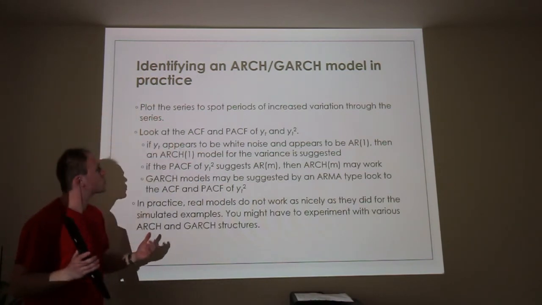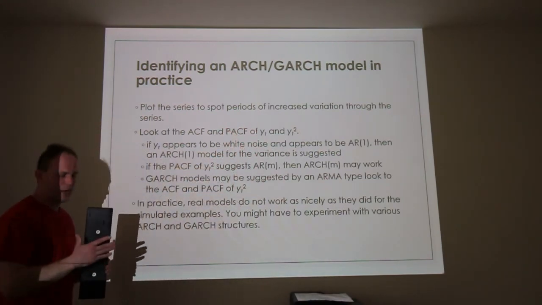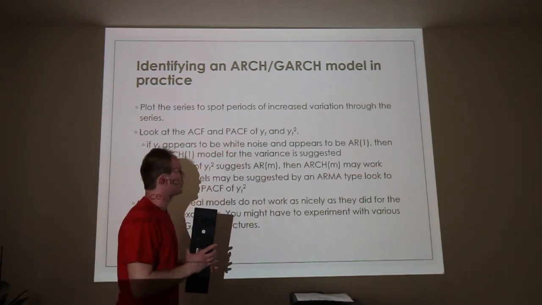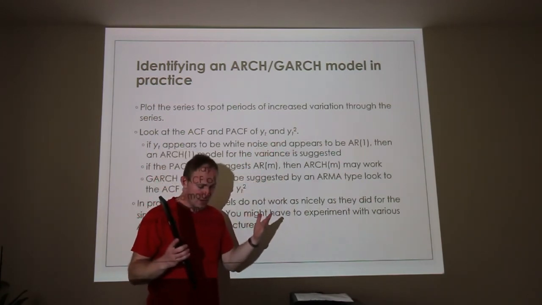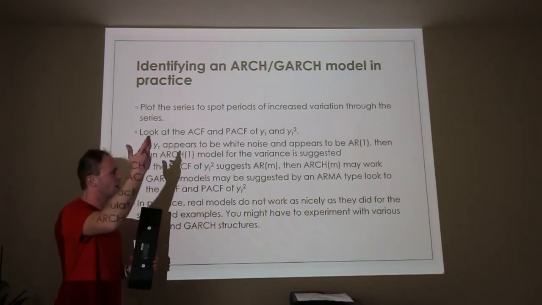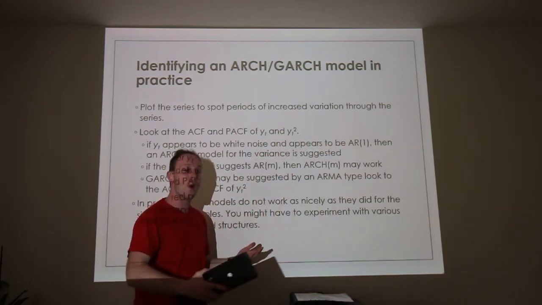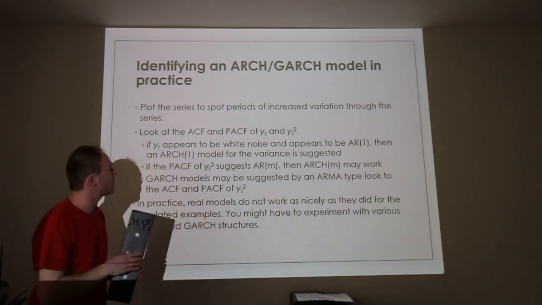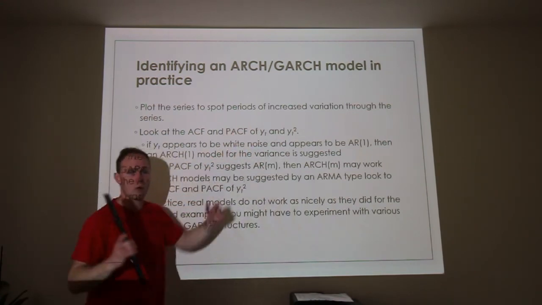Plot the series to spot periods of increased variation through the series, and look at the autocorrelation function and partial autocorrelation function of yt and yt squared. So what is it now? Yt and yt squared: empirical data of the analyzed time series, and squared values of this data set in time t. Squared empirical values are non-negative every time. Empirical values, yt, can be positive or negative or equal to 0.